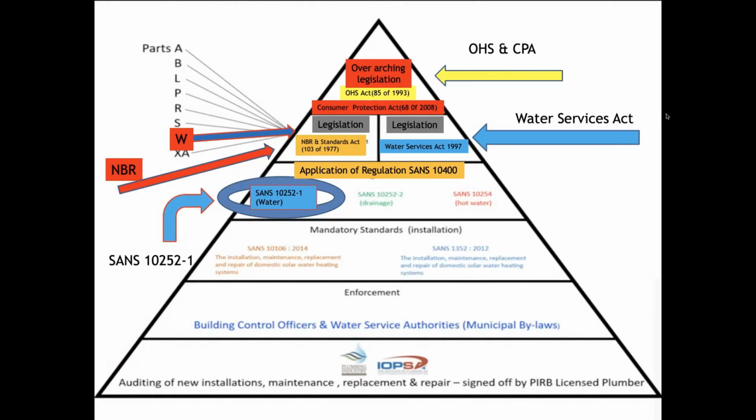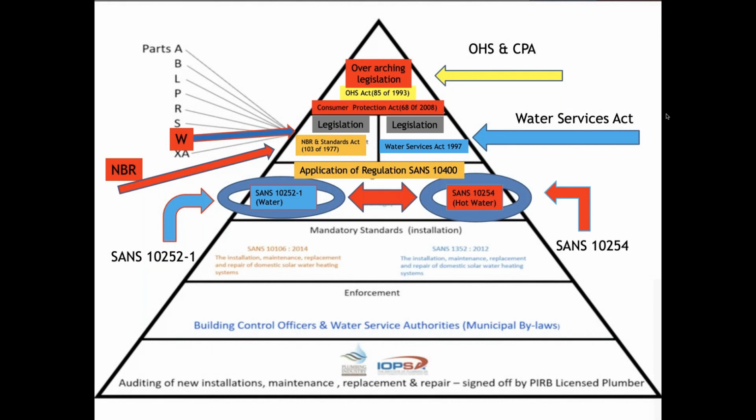And then obviously, if we go further down the line, we'll have SANS 10106 and SANS 1352, being solar and heat pumps. And then that is all your standards that pertain to us. And obviously there are some other sub-standards that are referred to throughout. But we're just going to look at SANS 10252 Part 1, and then obviously SANS 10254 that relates to it, being hot water, so it's going to be discussed all as one when testing water.